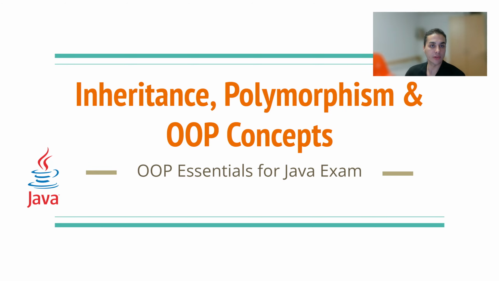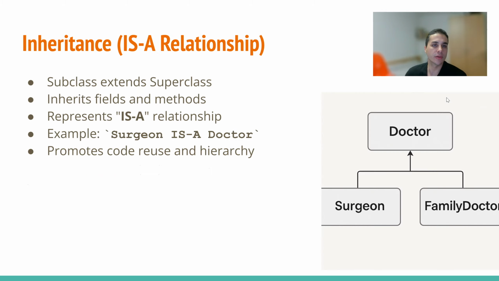In this video, I want to talk about some inheritance, polymorphism, and object-oriented programming concepts based on Java, to continue the previous video. So let's talk about inheritance. In this part, we will talk about the is-a relationship. Inheritance basically allows a new class, the subclass, to extend an existing class, the superclass, inheriting its fields and methods, and it represents an is-a relationship.